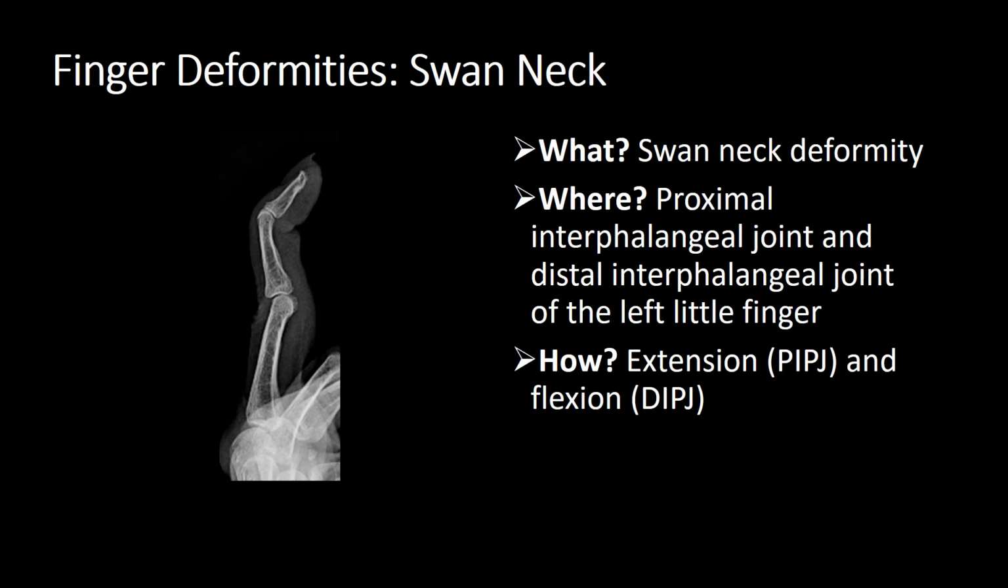So what is it? It's a swan neck deformity where proximal interphalangeal joint and the distal interphalangeal joint of the left little finger. How? So there is extension of the PIPJ and flexion of the DIPJ.